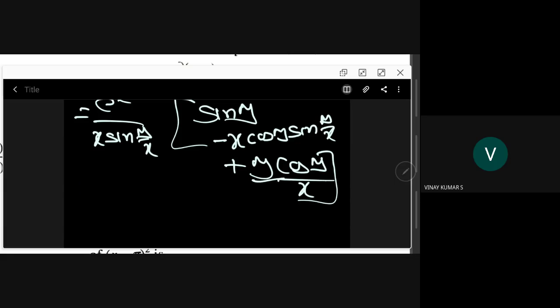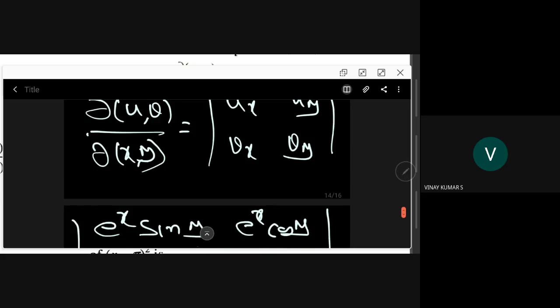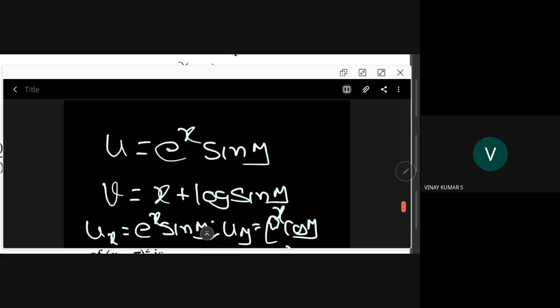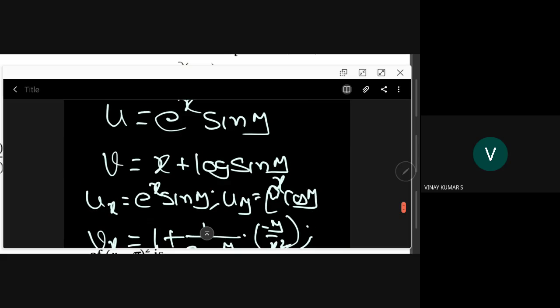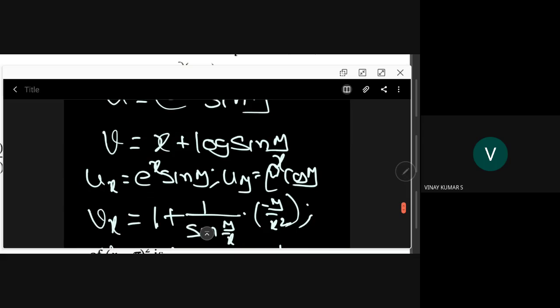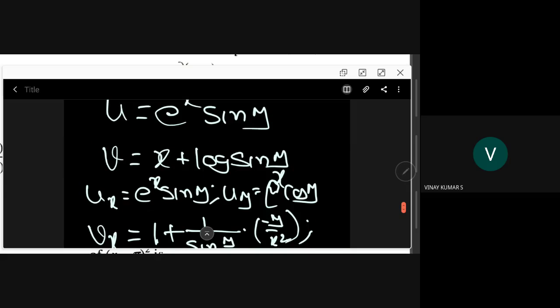Wait, did I take it correctly? e power x sine y, x plus log sine y. Oh, sine y by x, I took sine y only. This is, oh no, no, sine y, right? Log sine y. What is log sine y? Why I got y by x here?